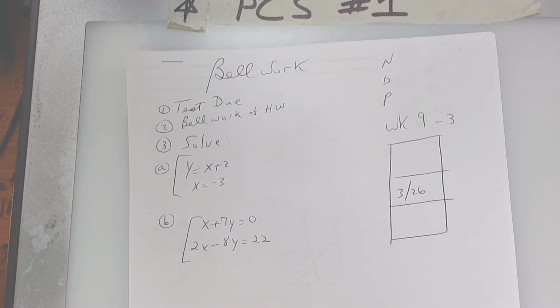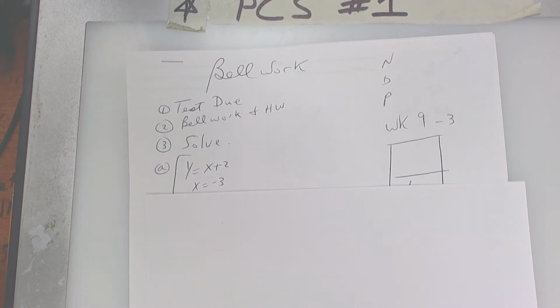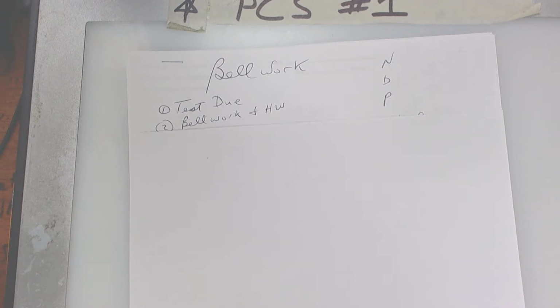Okay, first of all, we're done with this 9 weeks. You have till Sunday to take a test on quadratics. It must be done by Sunday. No excuses. You had enough time from Wednesday to Sunday, so make sure it's done. Bell work and homework, everything is due. This is the end of the marking period.